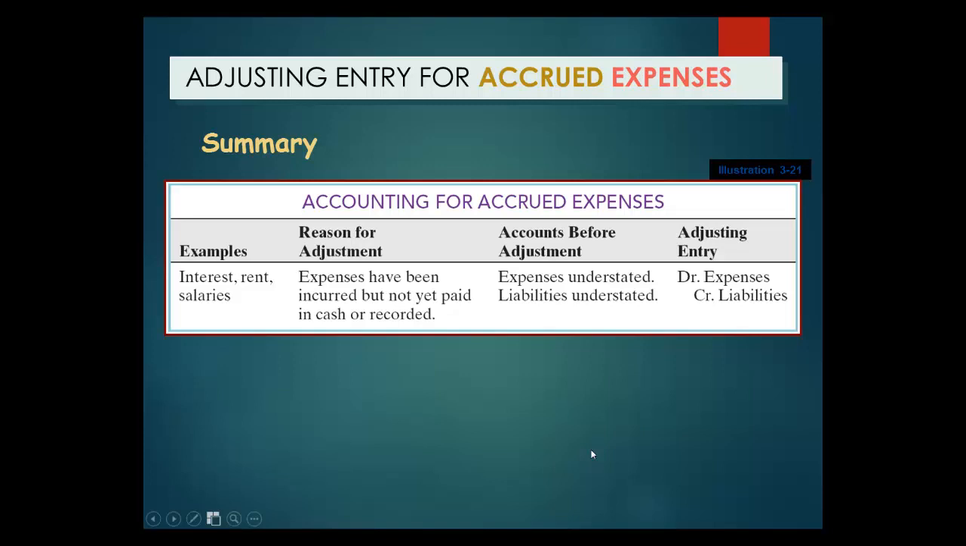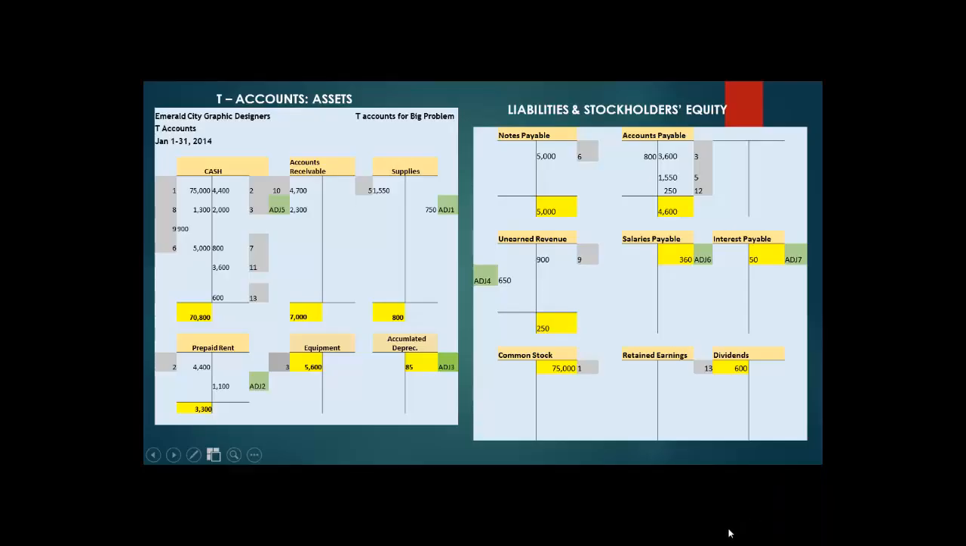If we didn't do these adjusting journal entries, we would understate expenses, and we would also understate liabilities. So we have to book it to the expense account and the liability account. Never book an entry to debit expense, credit liability. You always want to list the very specific accounts. Here they are. You can see them listed in green.